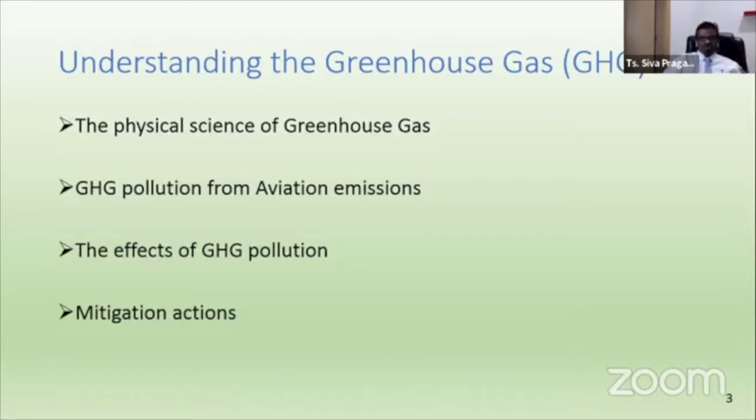I'm sure that many of you would have heard the name, Intergovernmental Panel on Climate Change. They are the ones responsible for issuing all the assessment reports. We will also briefly go through the main structure of IPCC so that everybody has a general understanding.